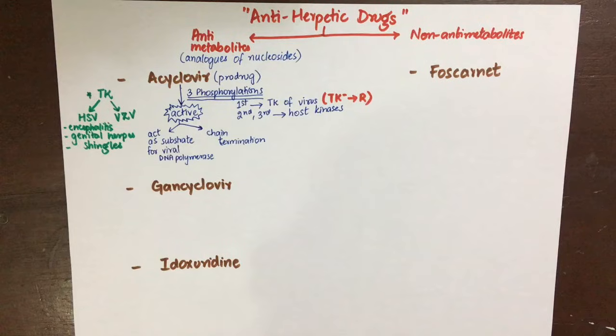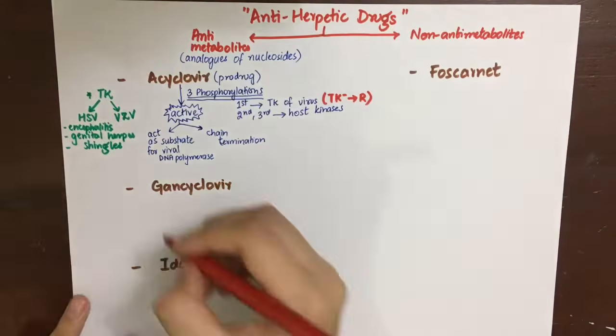An important point for the mode of resistance is that those viruses which do not have the TK enzyme are naturally resistant to it, and those which do have it can become resistant by not having it or changing it.